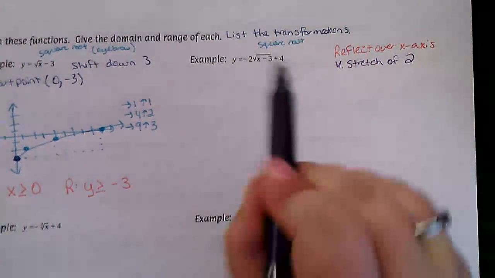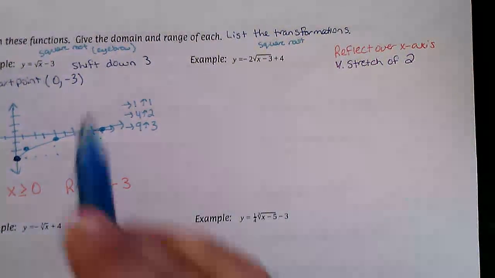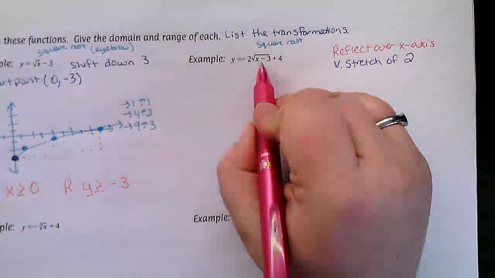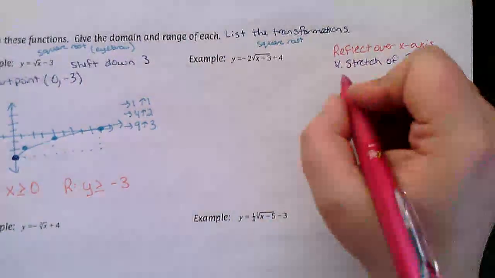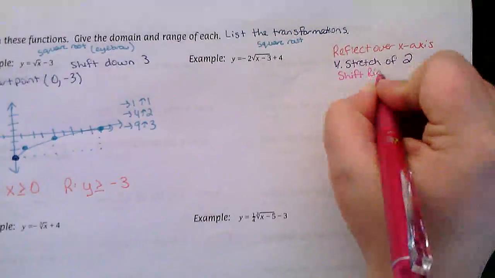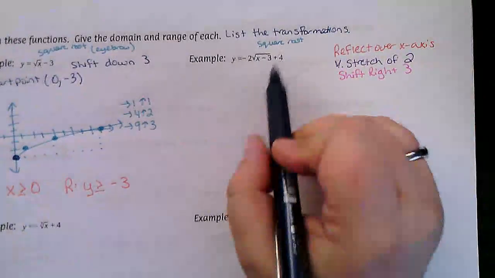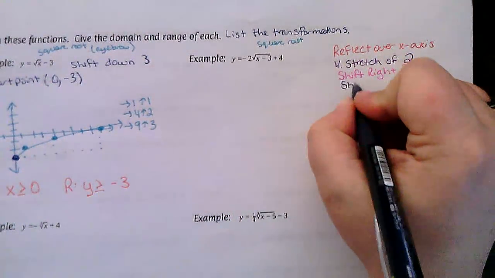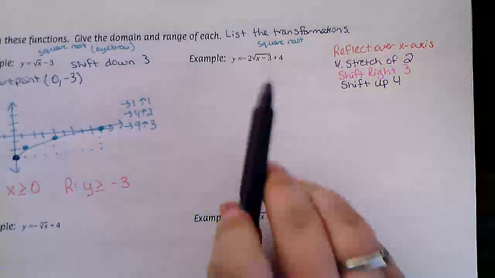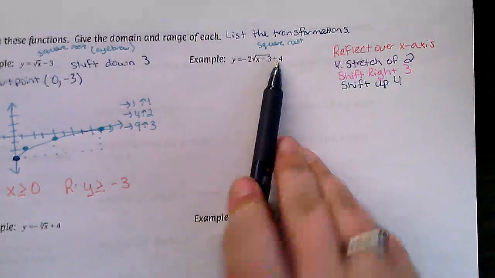Okay, and then it looks like under here I've got a 3. That 3, being underneath there, is going to shift it right or left. Which one do you think if it says minus? Hopefully you know that that is a shift to the right, 3. And then the +4 up out here shifts it up. Hopefully you knew it was up, 4. So inside is right and left. It does the opposite. Outside is up and down. It does what it says.